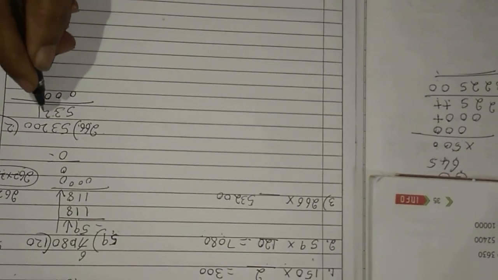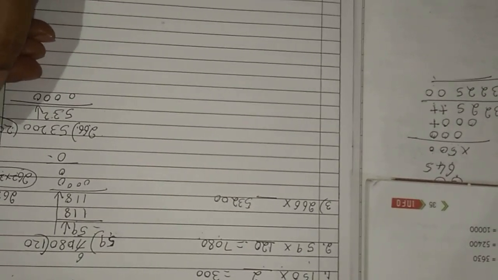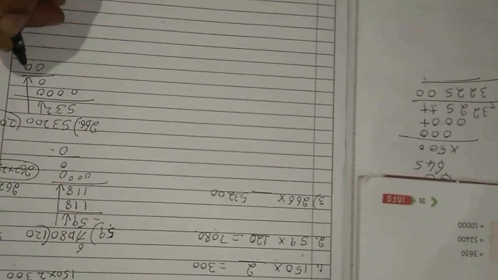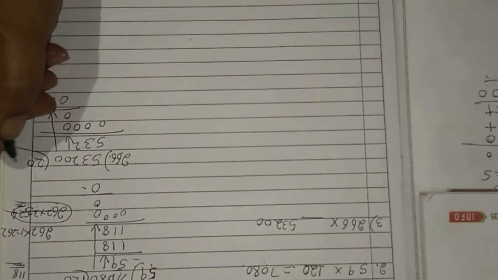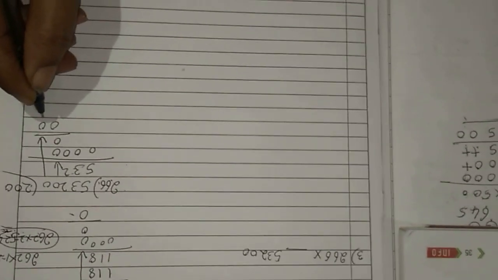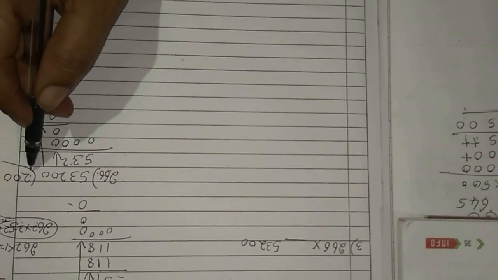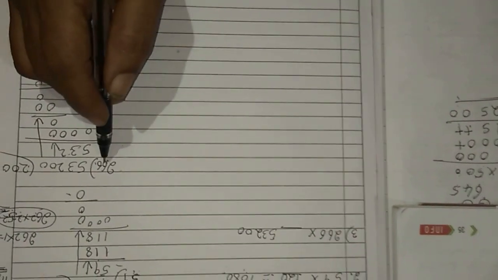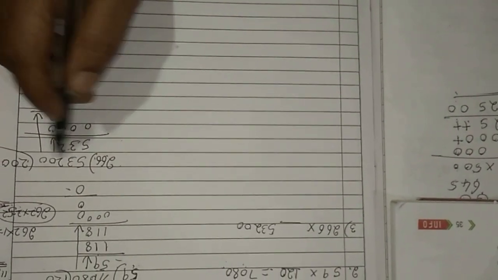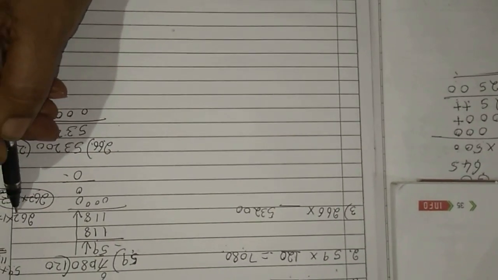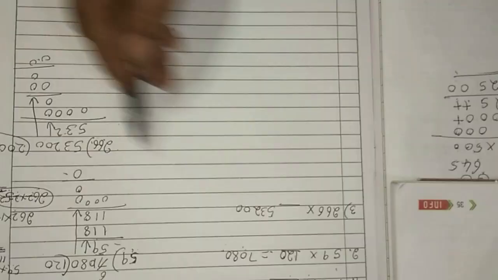Then take down this 0. Right, 266 zeros are 0. Now take another 0. 266 zeros are 0. So how many times did it go? How many times did it go? 266 into 200. You got 500 because I put here 262. So I did wrong. But it is 266.